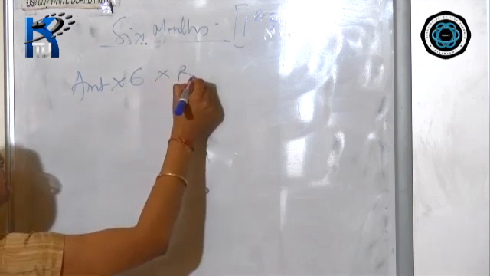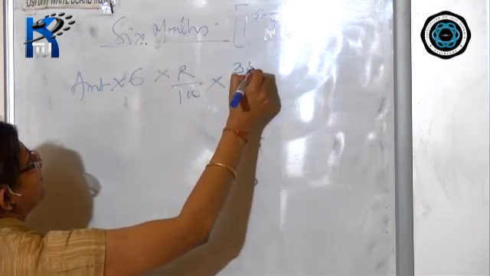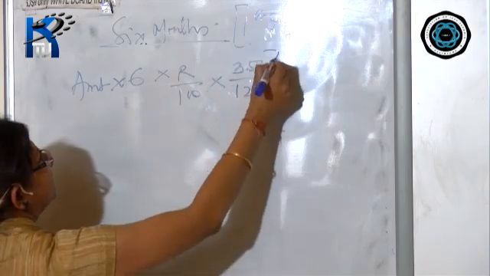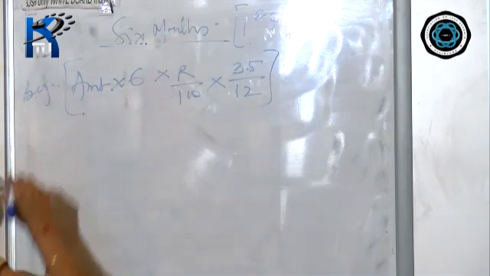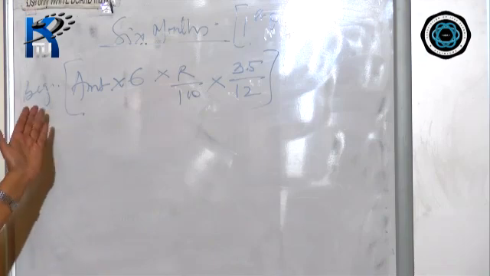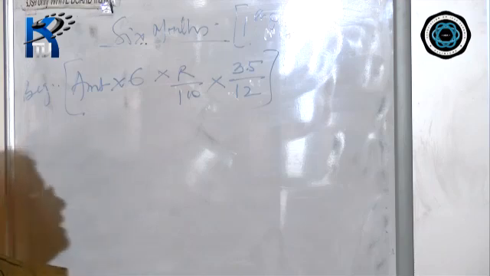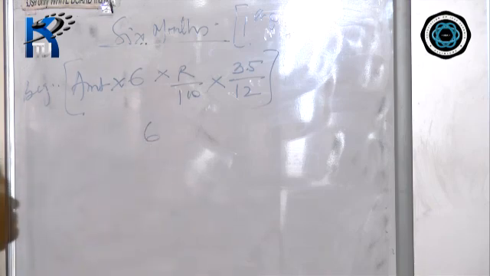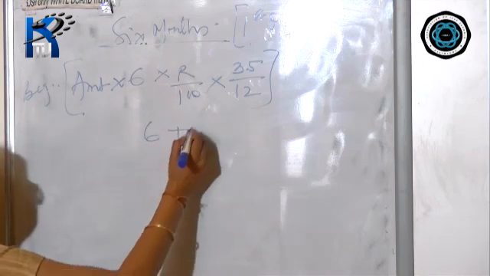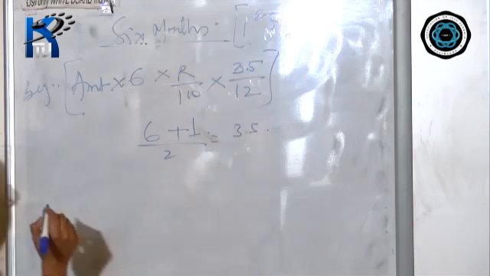Into rate upon 100 into 3.5 by 12. How did I get 3.5? This is beginning for 6 months, beginning of every month, 3.5. The same formula applies. Time left after first withdrawal plus time left after last withdrawal upon 2. So time left after first withdrawal would be 6. Time left after last withdrawal would be 1 upon 2, which will give you 3.5.